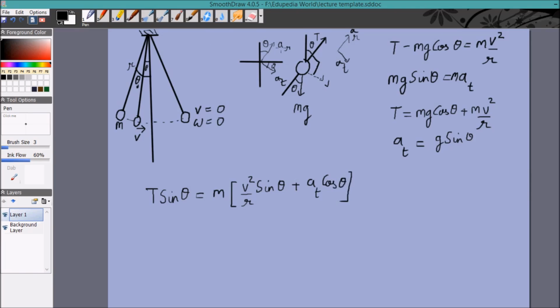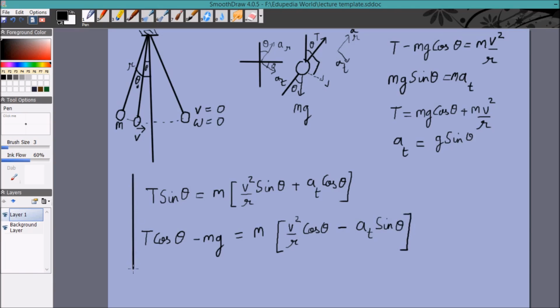The second equation is in the vertical direction. I can take either the upward or the downward direction to be positive. The only difference will be that both sides of the equation will be multiplied by minus. I'll take the upward to be positive. So my equation becomes T cos theta minus mg is equal to mass times the acceleration in the vertical direction, which is a_r cos theta, that is v squared by r cos theta, minus, because this is in the downward direction now, a_t sine theta. So now these are my two equations.